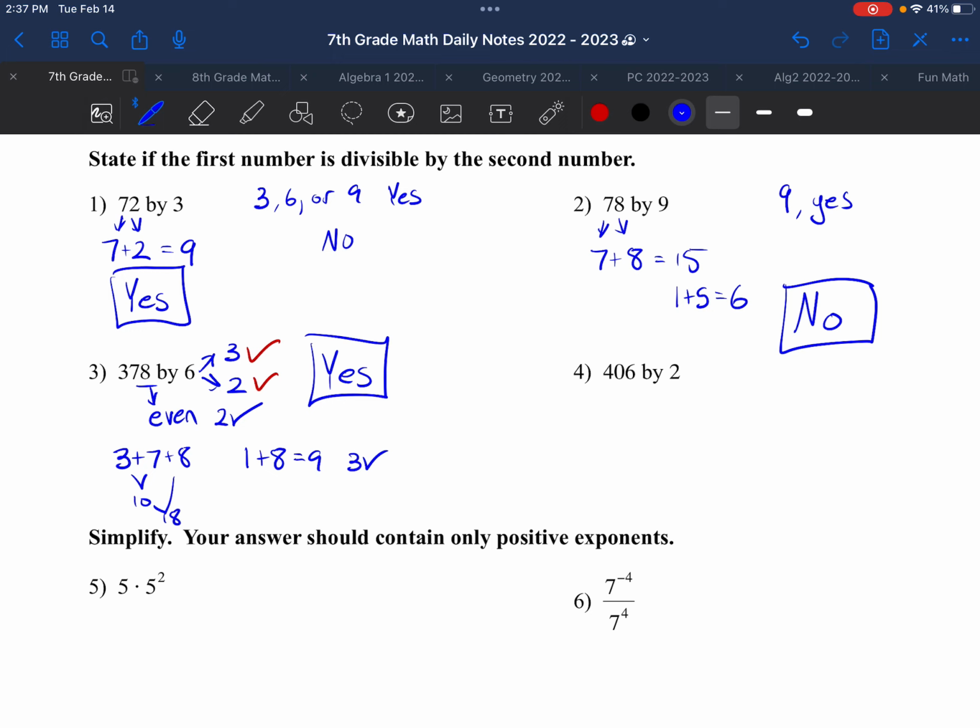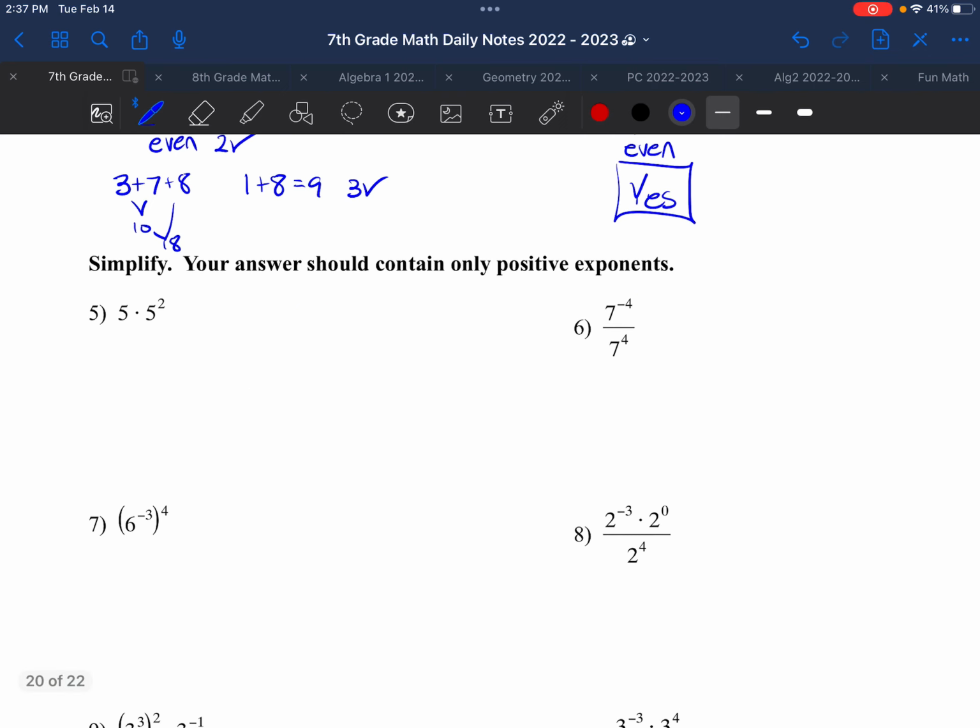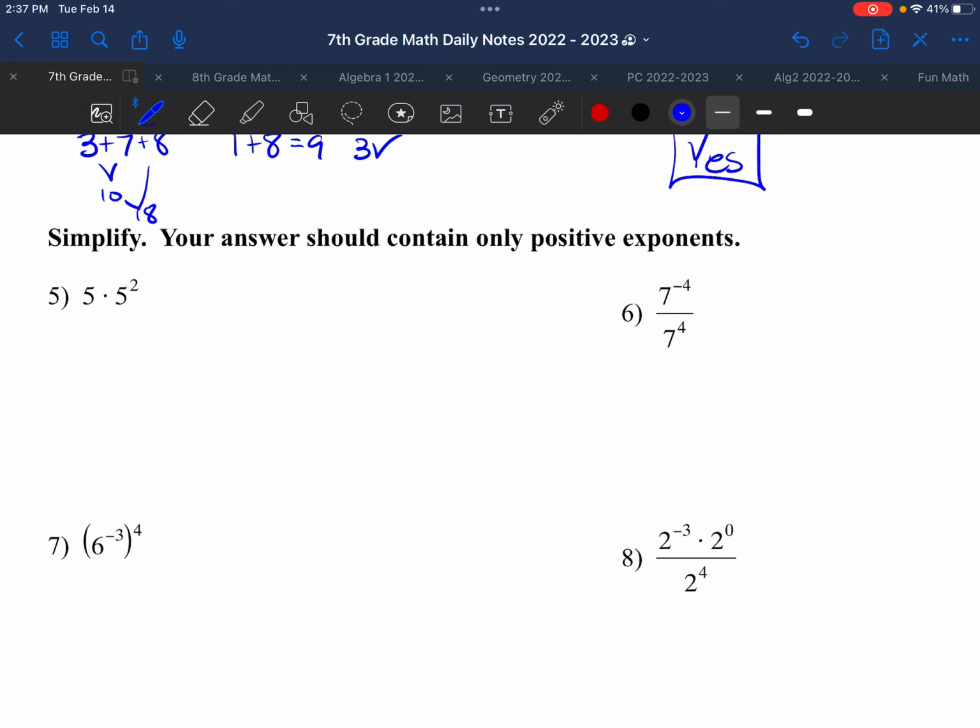All right, and 406 divisible by 2, that's nice and easy. Again, you just check that last digit. If that last digit is even, in this case it is, then you can say, yes, we are divisible by 2. And number 5, we are doing our properties of exponents.